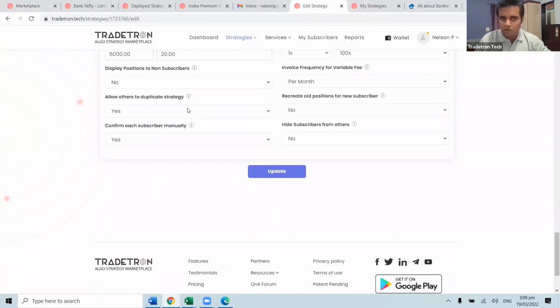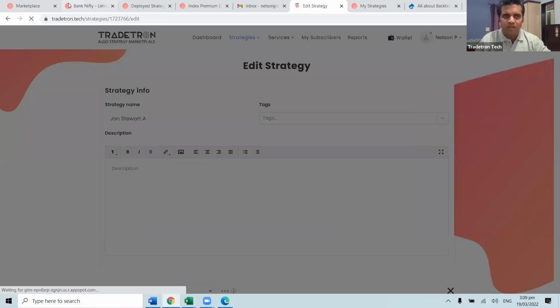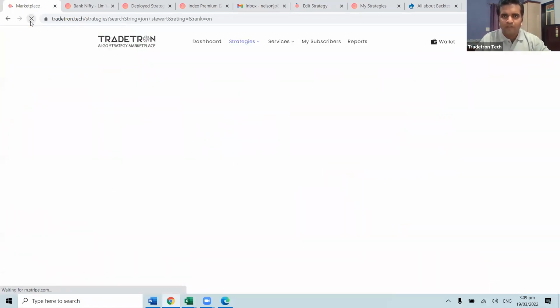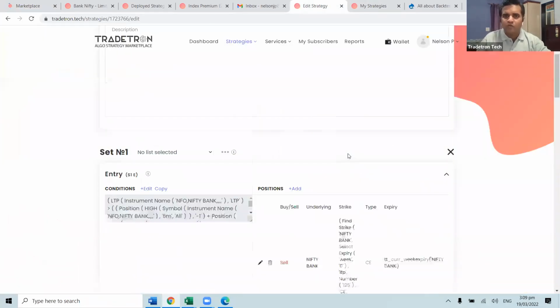So right now, I don't want to share my strategy with anyone, so I will make this updated as no. Okay, one second. I will just close it and show it to you over here, what is happening. So now that duplicate option is gone. Okay, I hope this is clear. Any doubt over here?